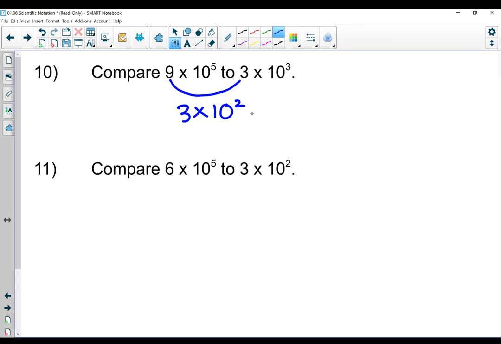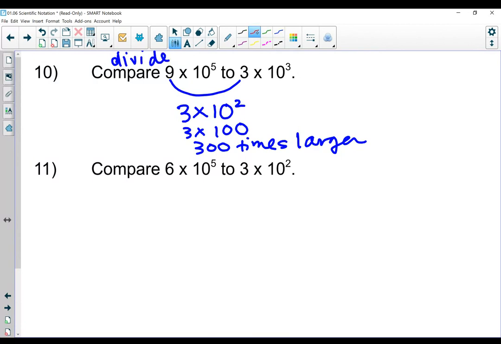So now I'm going to work out exactly what this is. This is 3 times 100. This is 300. So 300 times larger. So just to add some notes in here, with the 9 and the 3, we divided. And then when we were looking from the 10 to the 5th to the 10 to the 3rd and trying to figure out how many bigger, we really subtracted those.